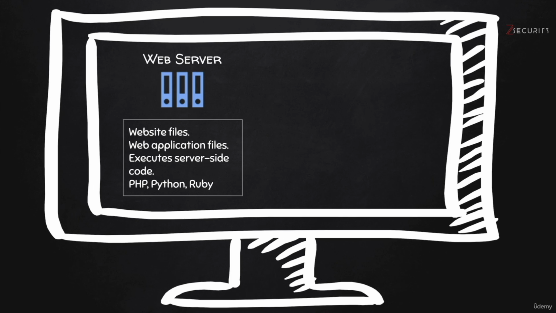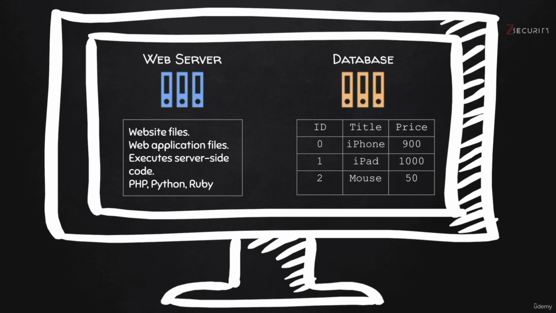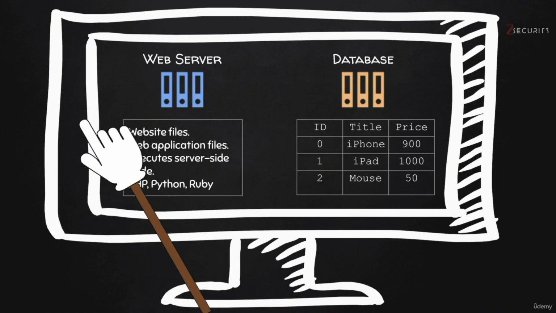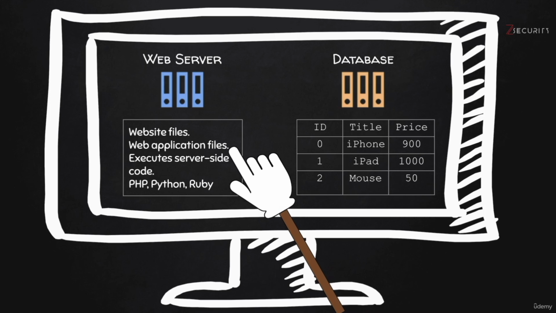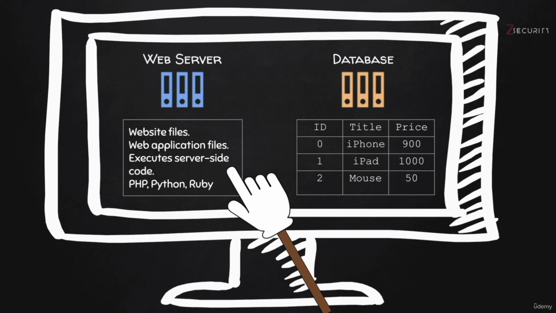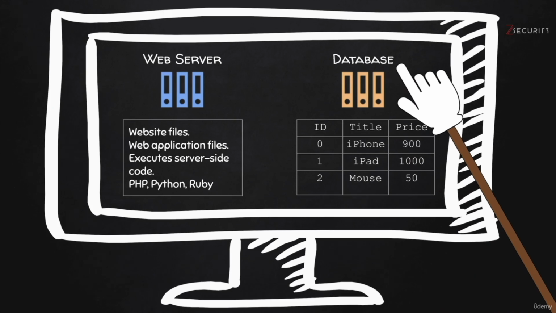Now, another very common component of a website is the database. So the web server contains the files like images, styling files, HTML files. These are all just used to display the website, to render the website. And then you have the web application files, which are the ones run on the server side to process data. But the data is usually stored in a different application, which is called a database.